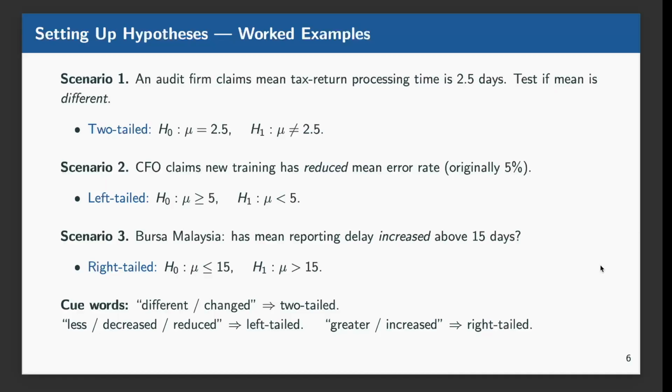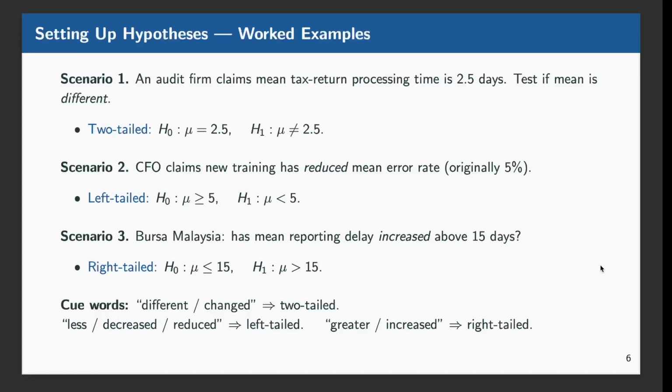Here is a shortcut genuinely worth writing down somewhere. The words different or changed signal a two-tailed test. The words less, decreased, or reduced signal a left-tailed test. The words greater or increased signal a right-tailed test. Learning to spot these keywords quickly is honestly half the battle on any exam question involving hypothesis testing.